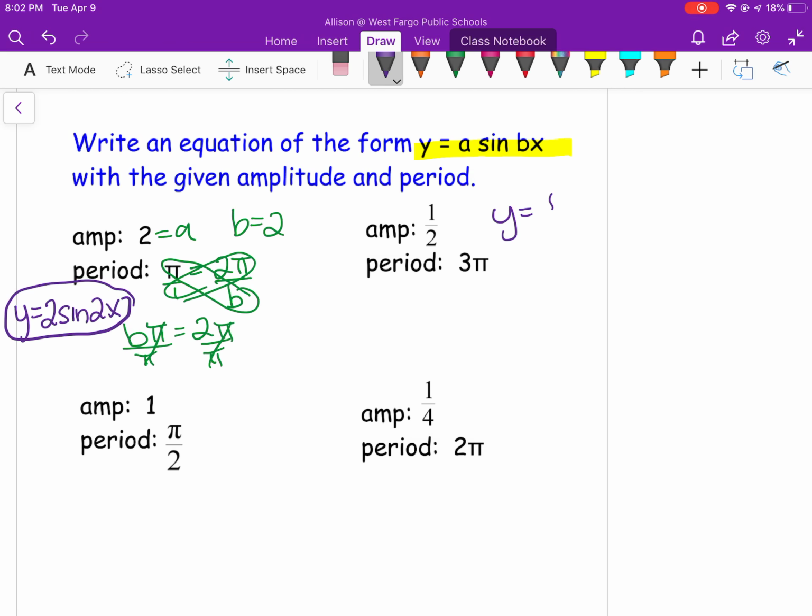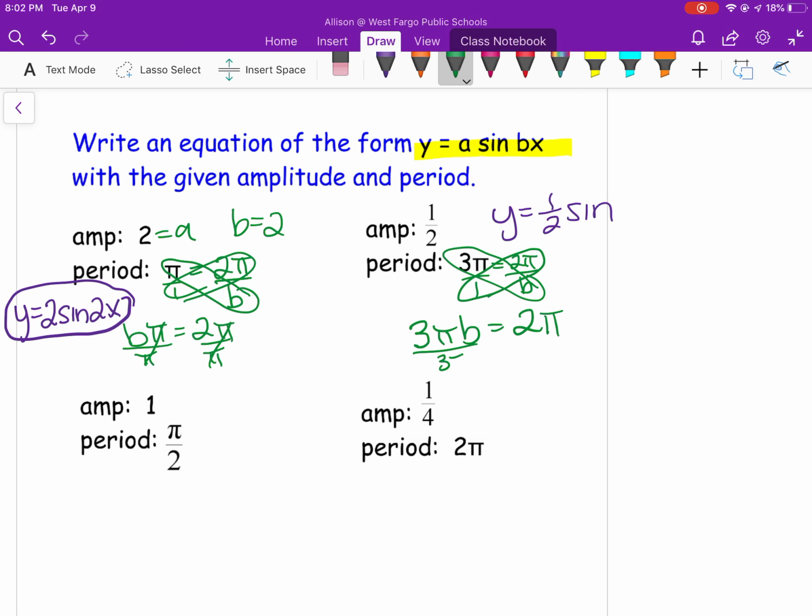Amplitude of 1/2 would give me 1/2 sine. And then to find the b, take the 3 pi and set it equal to 2 pi over b, and then solve for b. So cross multiply, we get 3 pi times b equals 2 pi times 1, which is just 2 pi. So when you cross multiply, the products are equal across.